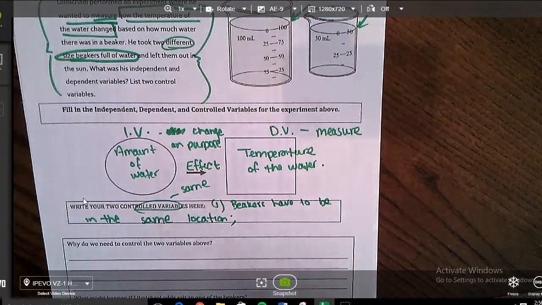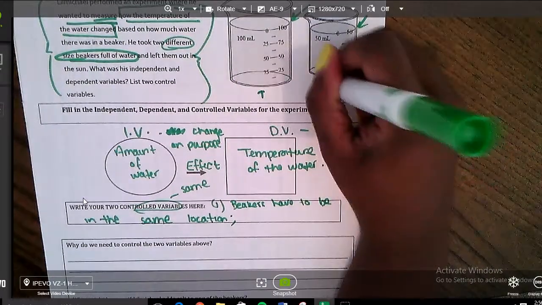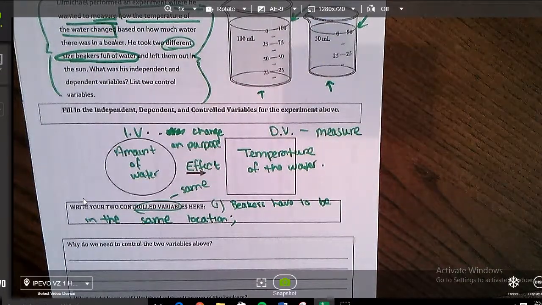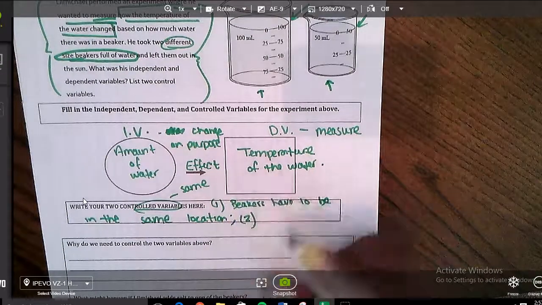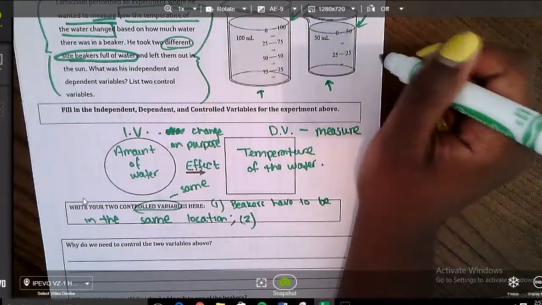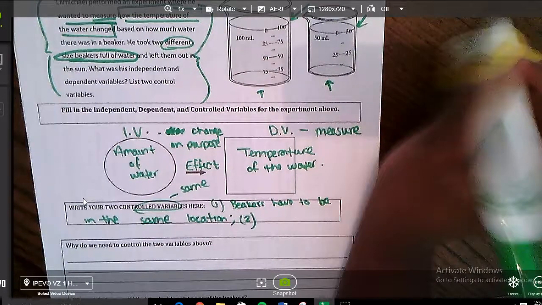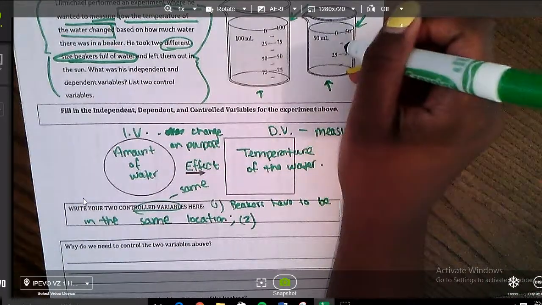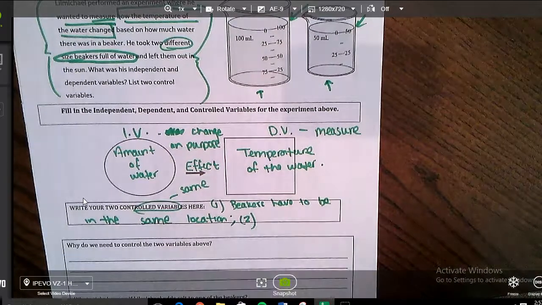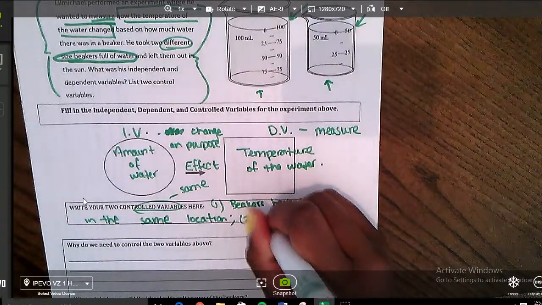Awesome. And then when we think about the substances that are actually in these beakers, what's something else that has to be the same? Could I put salt water in one, Kool-Aid in another? Oh, okay. Could I put sugar water in one and lemon water in another? Oh, okay. So the second control variable is that we have to have the same substance in the beaker.